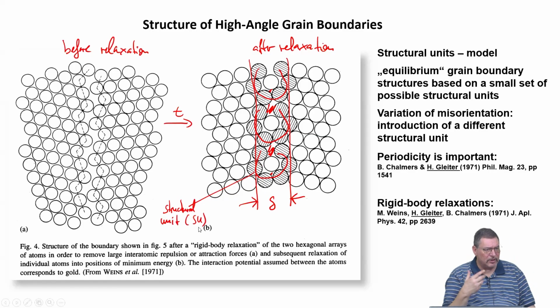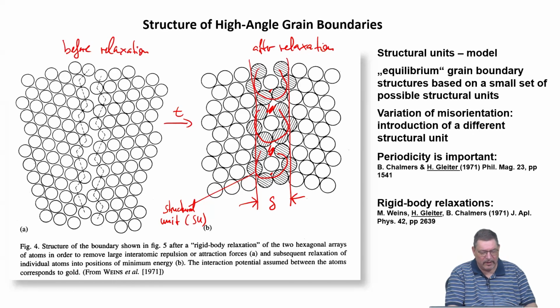This is the structural units model. But it's more than just shuffling atoms around and waiting for the lowest conditional free enthalpy to be found, because it also predicts that there is a very small number of structural units that are necessary in order to describe any high-angle grain boundary. It's really beautiful because it's only 7 Euclidean bodies in 3D. You see here a 2D representation, which are necessary in order to make up any of the grain boundary structures.